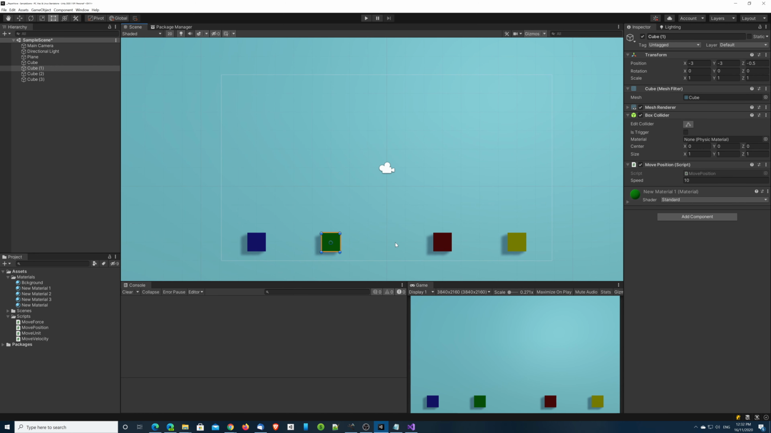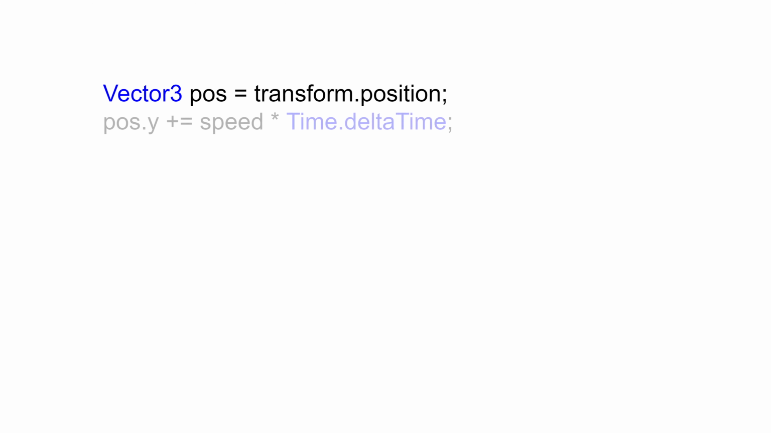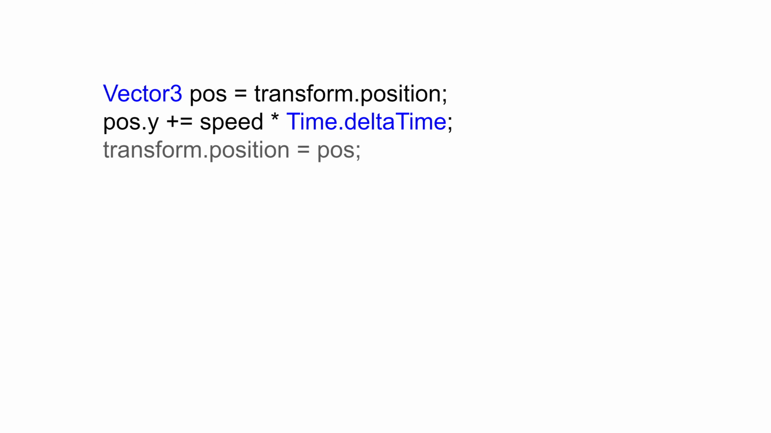And we'll now show the code. So every update, we'll grab the game object's current position and store that in a Vector3. We'll then get the speed and multiply that by how long the frame took to run and store that in the y-axis of that position. And then we'll store it back into the game object's position.